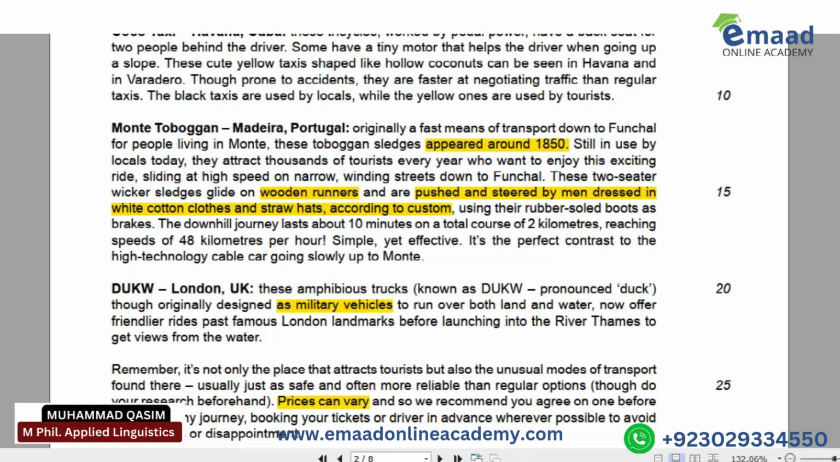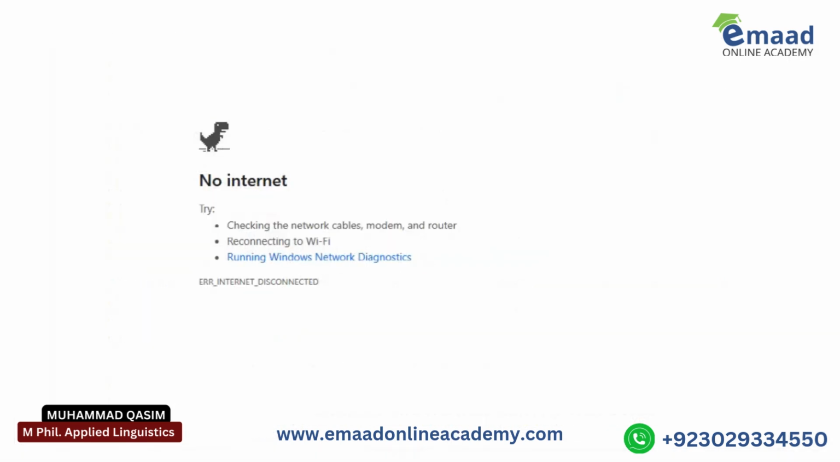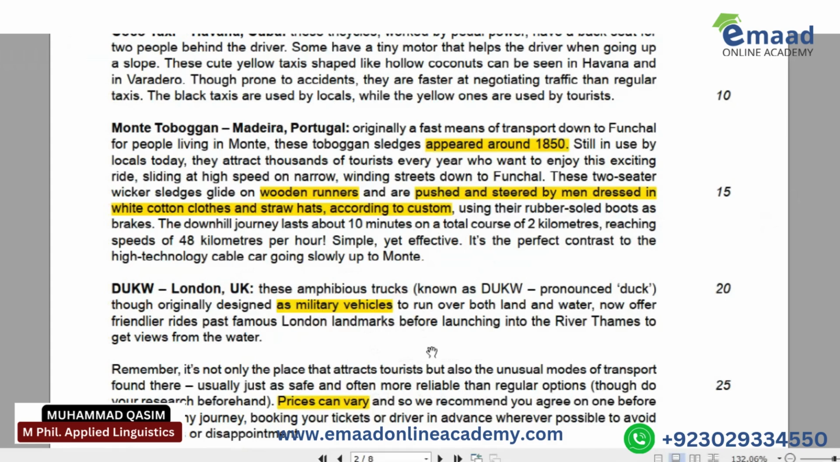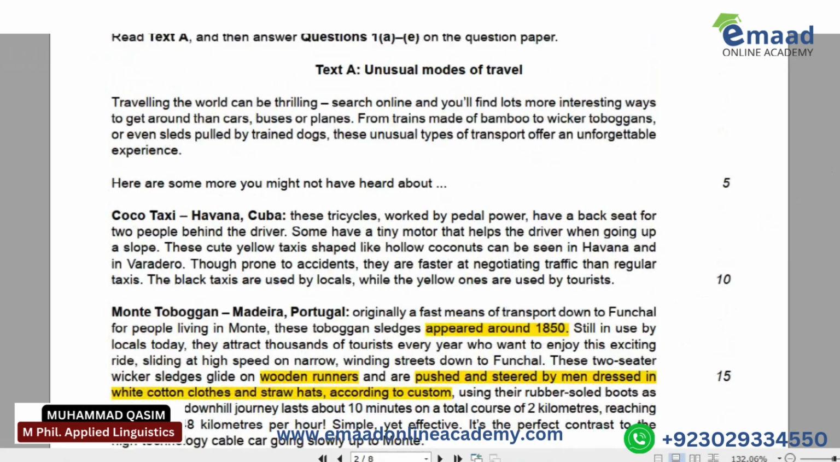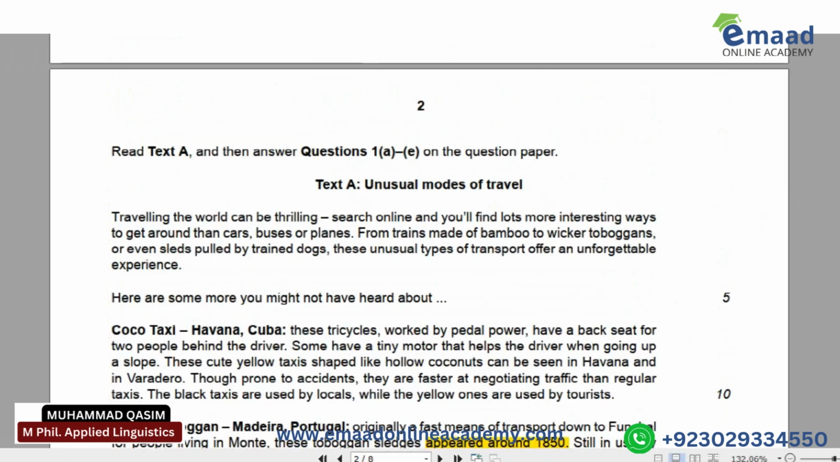Let me show you the image of this. To understand this type of reading text well, you can search on Google, write the name of these unusual modes of traveling, and you will find images to understand them well. You can pause the video and read this complete text to understand the nature of the questions and their answers.